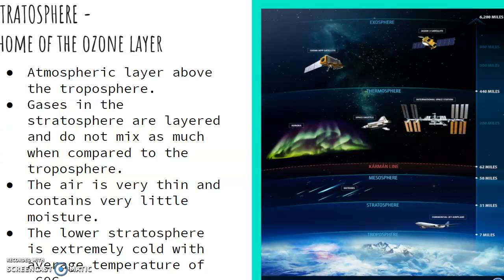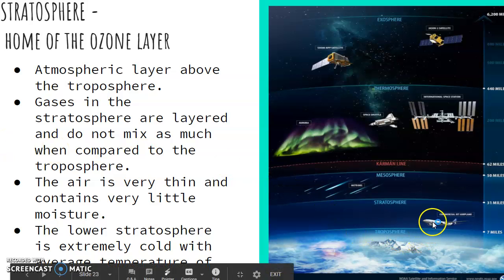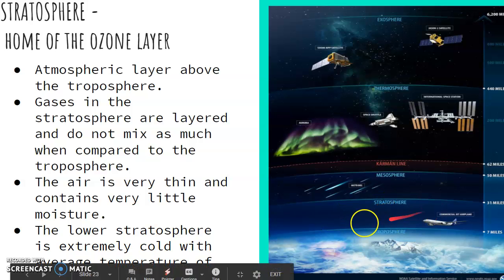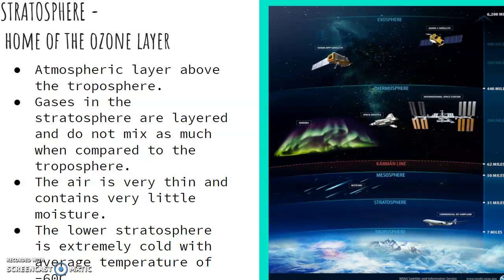Today, we're going to learn about another layer called the stratosphere. Now, if you look here, let me just get a pointer. Okay, so if you look here, this is the second layer. This is the stratosphere. This is where commercial airplanes fly. And this is the atmospheric level above the troposphere. Now, we already learned that strato means layered. So this is basically the layer where gases do not mix very much, and gases are very layered when compared to the troposphere, where gases are more easily mixing with each other.